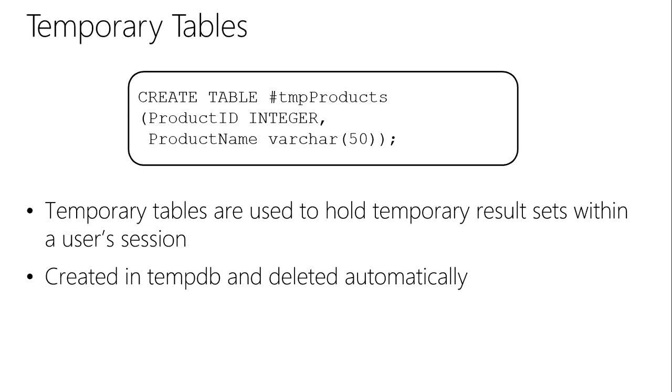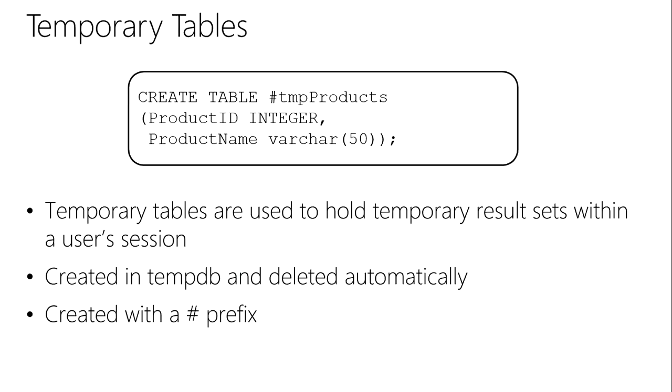If you create one, like we have in the example here, we have a hash, or is it a pound in the US? Our American cousins would call it a pound symbol. Although hashtag has become the thing, so it's a little confusing. So create table hash TMP products would create a locally scoped temporary table. And if we used two hashes, that would be a global temporary table.